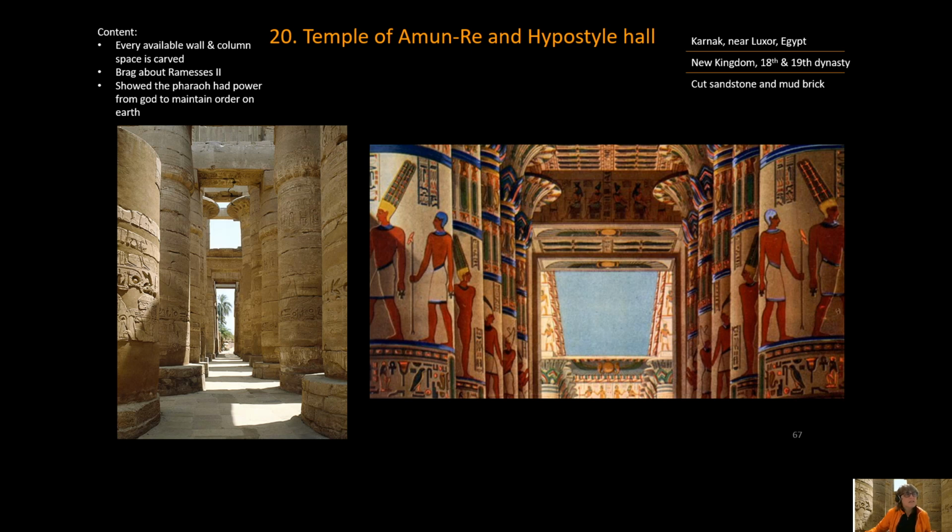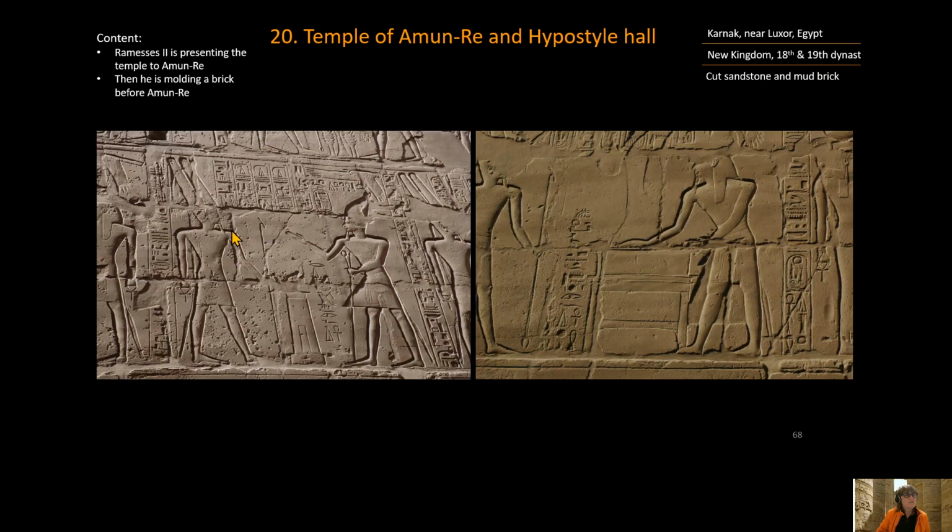And the content of these hieroglyphics is they really show that the pharaoh had tons of power, and the power came from God, from Amun. So, for example, here is Ramses II, and he is presenting the temple. Do you see the pylon kind of here? He's presenting it to Amun-Re, the god.